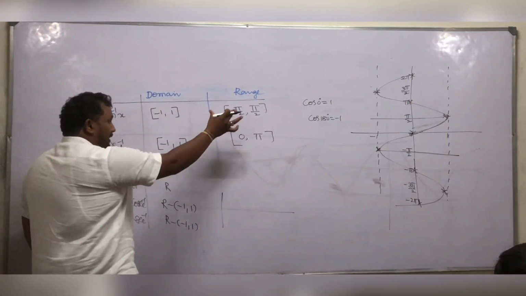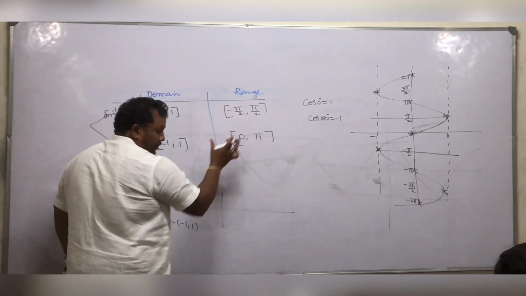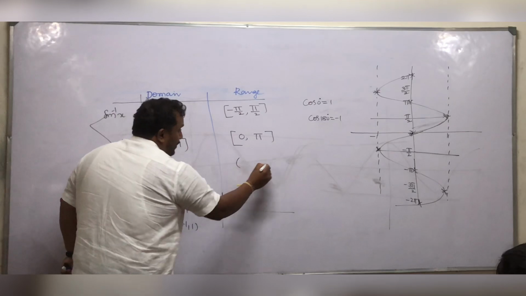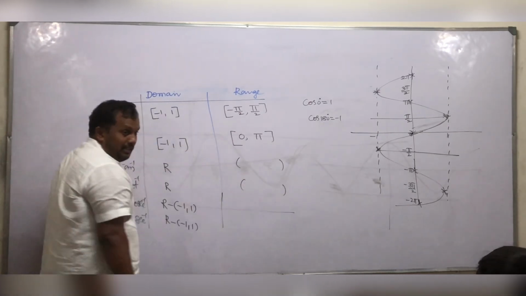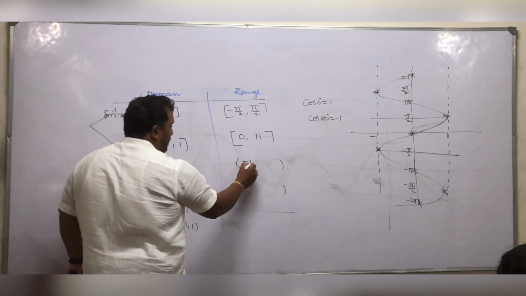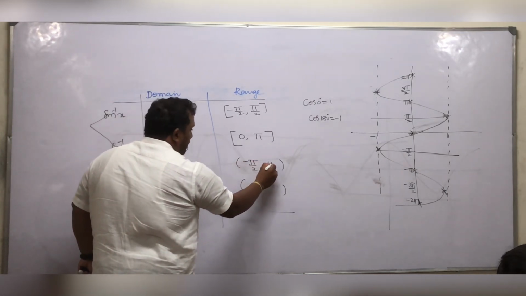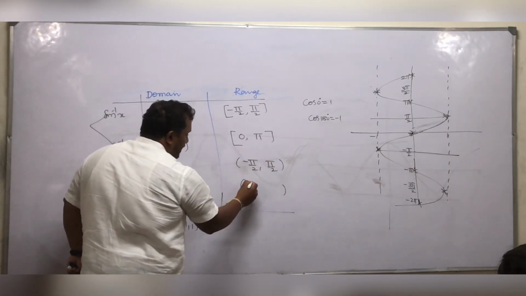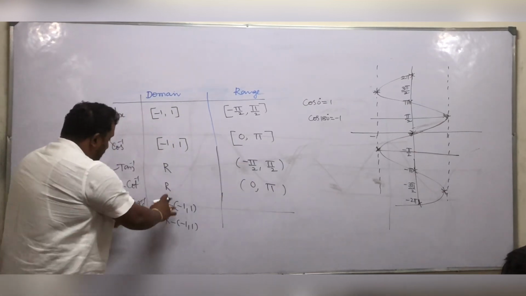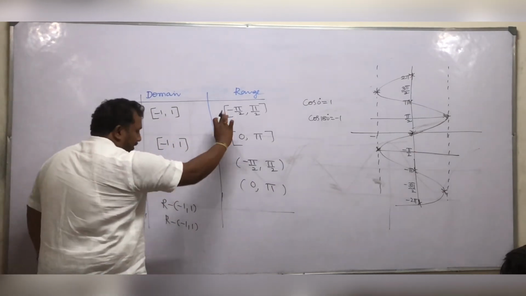How? Same diagram. This is real, closed. Real numbers means minus infinity to plus infinity. That's why open intervals. Real values always open intervals. Same angles apply. Minus pi by 2 comma plus pi by 2. Next angle 0 comma pi. Next two, another two, same answer as it is, write down.